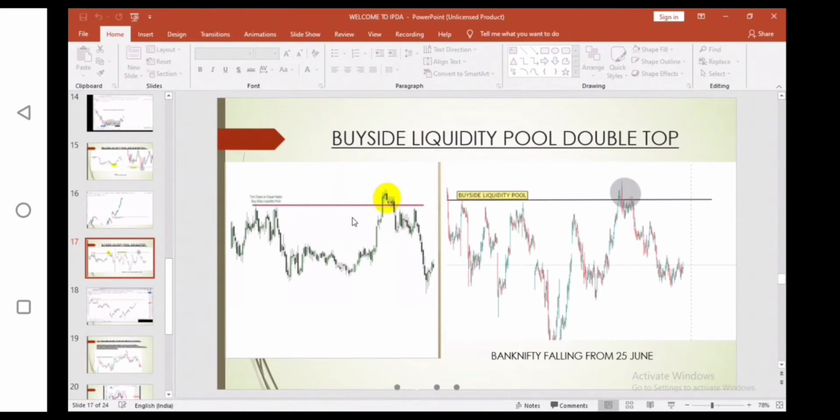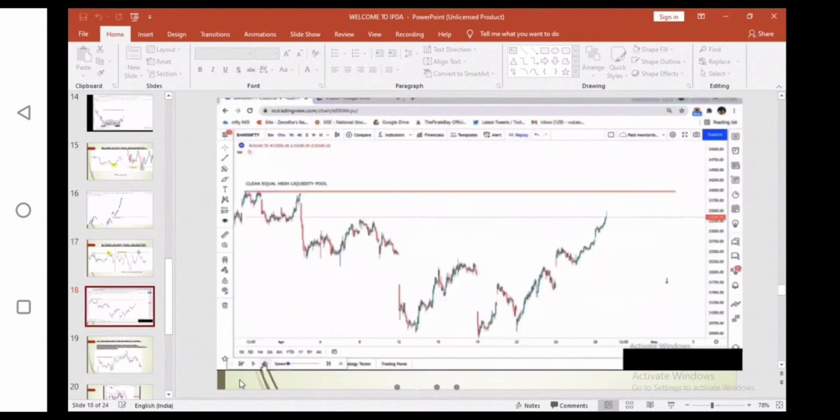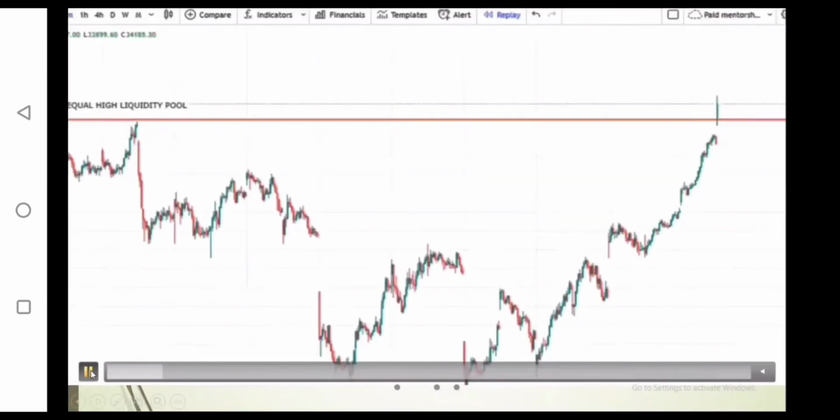So what does the market maker do? They let the price come to that double top and show us fake bullish momentum, and after that they just drop the market down so that they will be profitable. Now see this with the help of video.